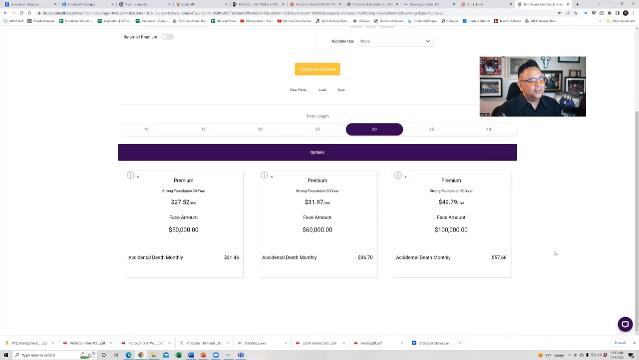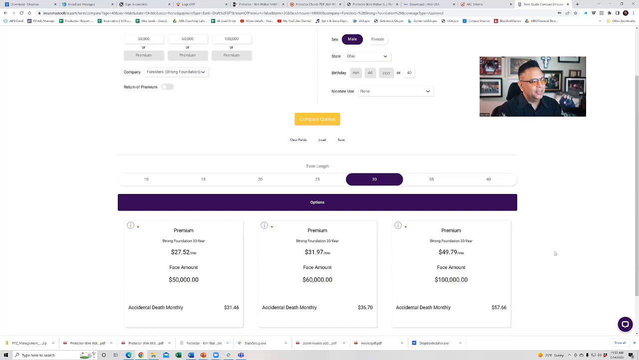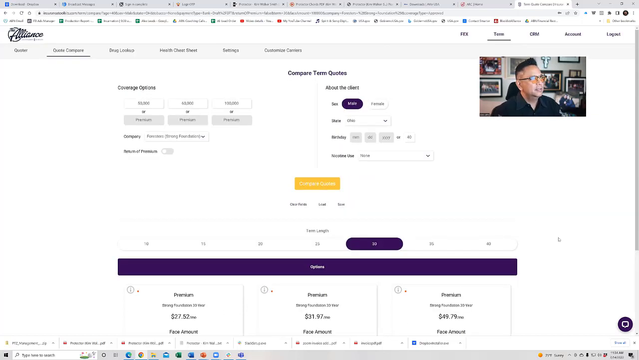So 50,000 is what, 50 months of mortgage payments. That's crazy. Anyway, I would try to go as low as I could. 50,000 is not very low. So for him, 3146, 3670, and then 5766. And then let's run her.